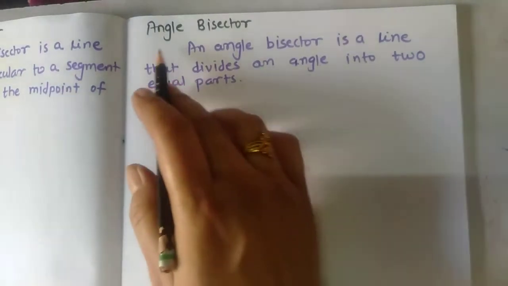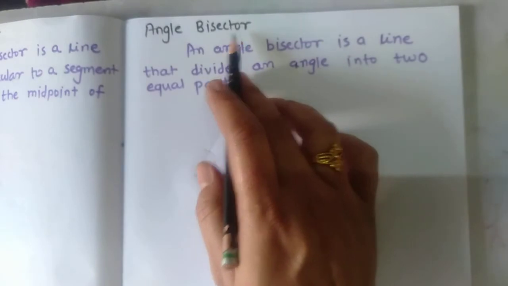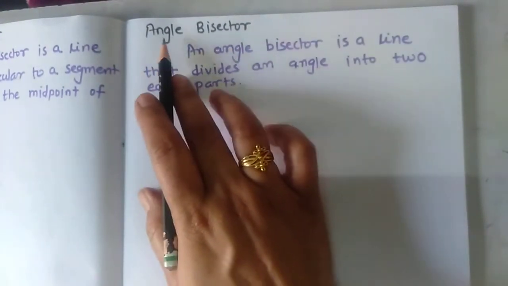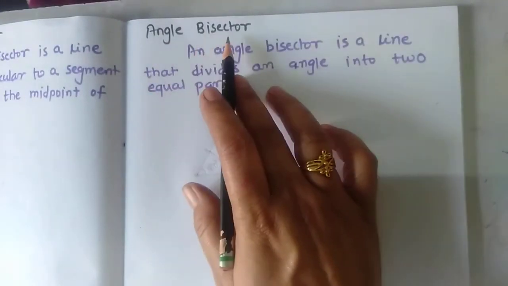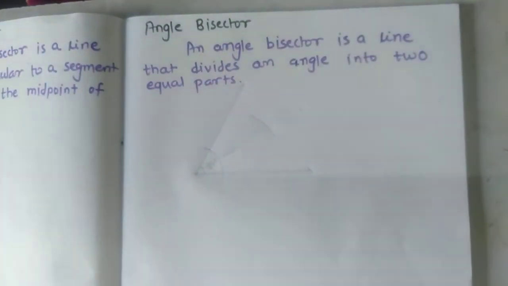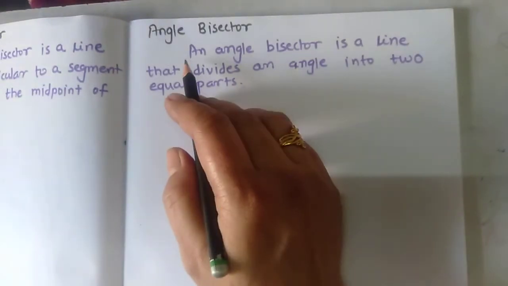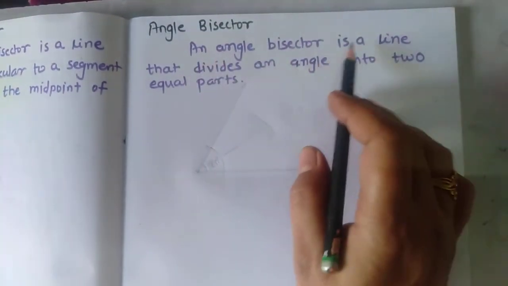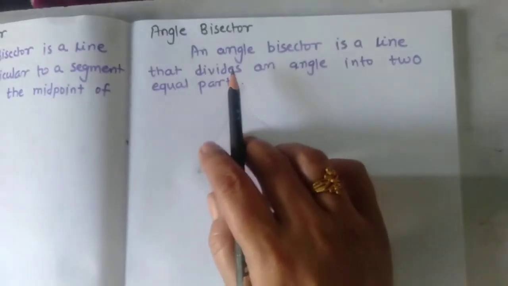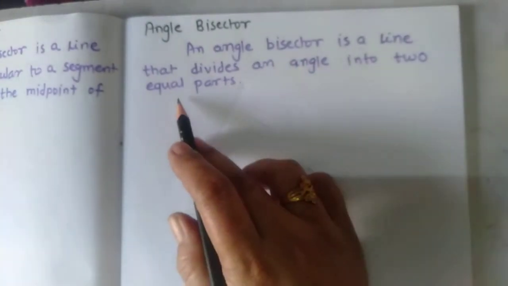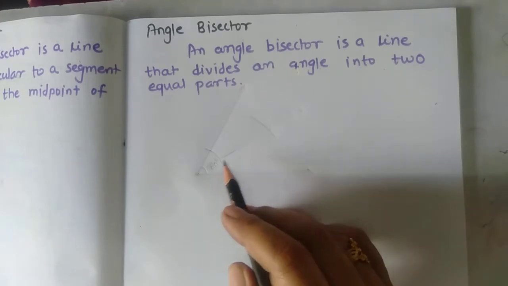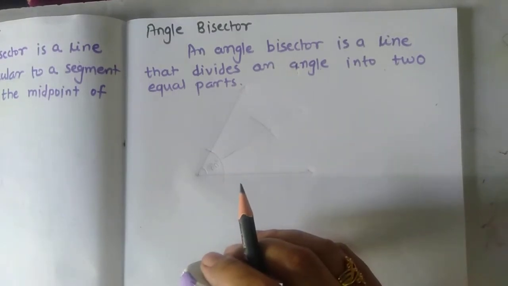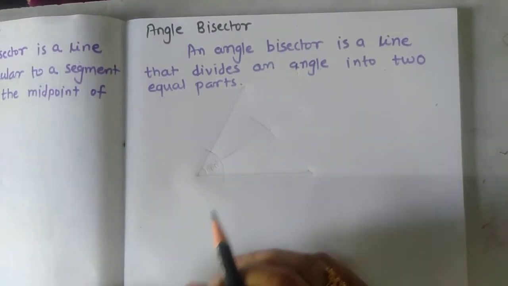Today we will see the angle bisector, how to draw the angle bisector and the property related with the angle bisector. Okay. So firstly we will see the definition. An angle bisector is a line that divides an angle into two equal parts. Means suppose the angle is of 60 degrees, then it divides into 30 degrees.